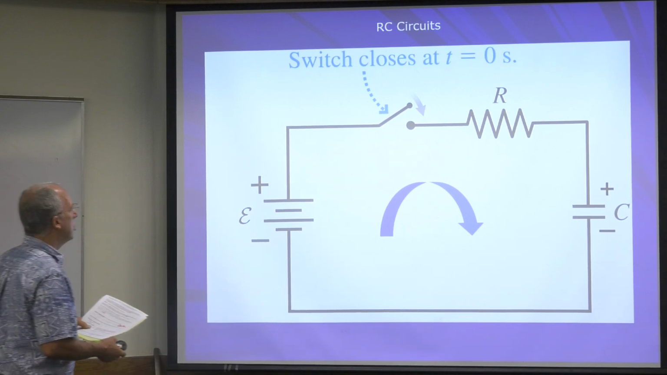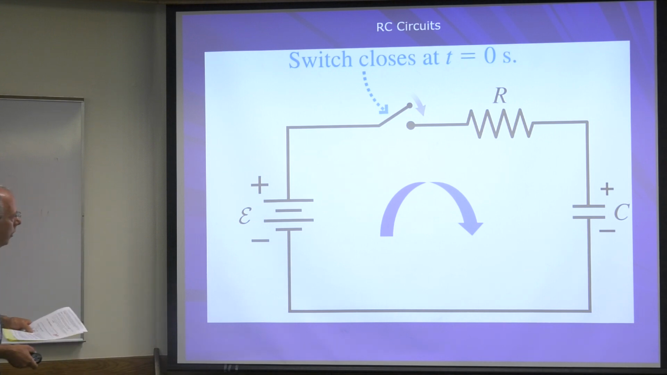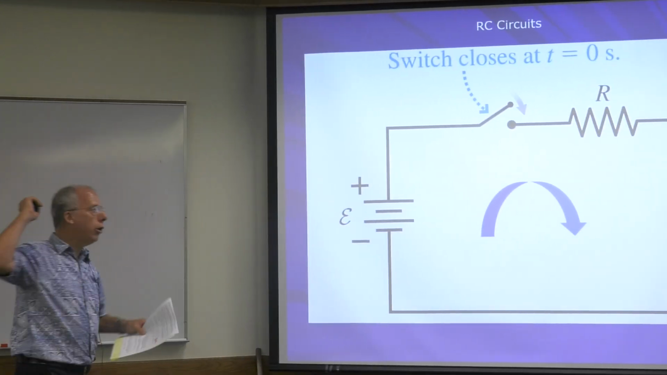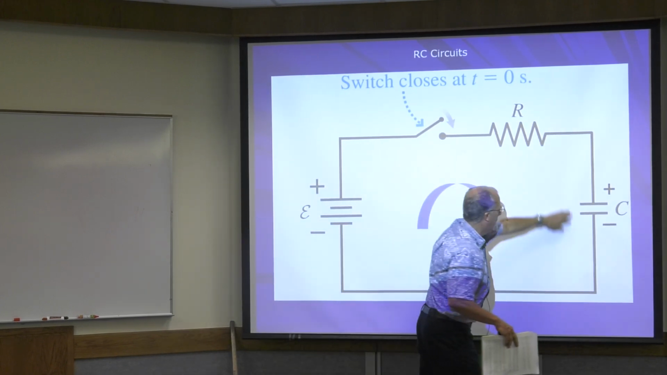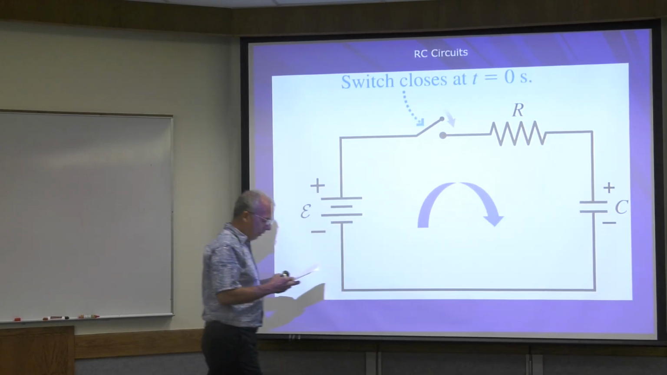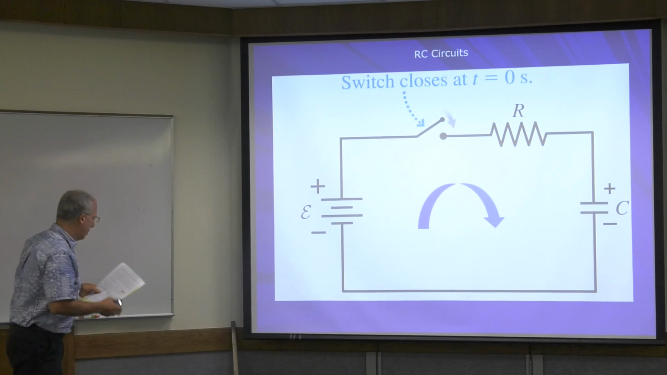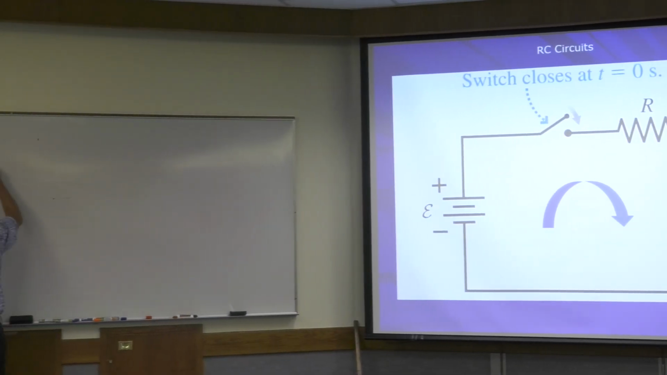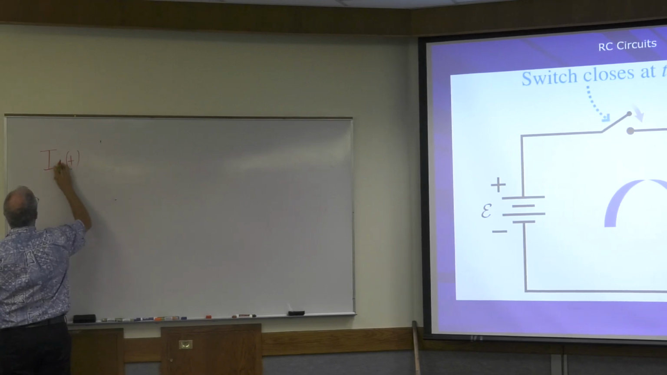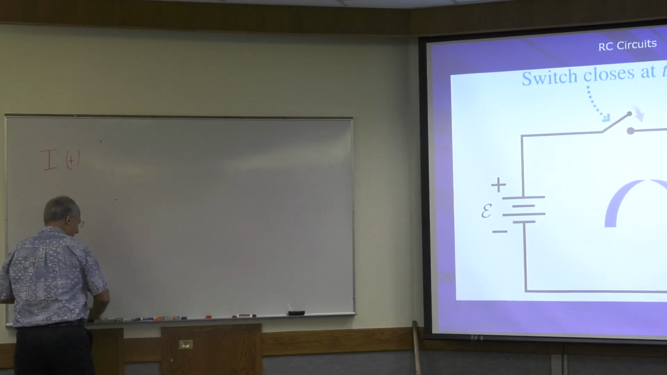All right, so with the switch open, there's no current, and so nothing is going on. But if we close the switch, then we're going to have a current that flows in this direction. So what we want to know is how does the current depend on time? That's what we want to know.